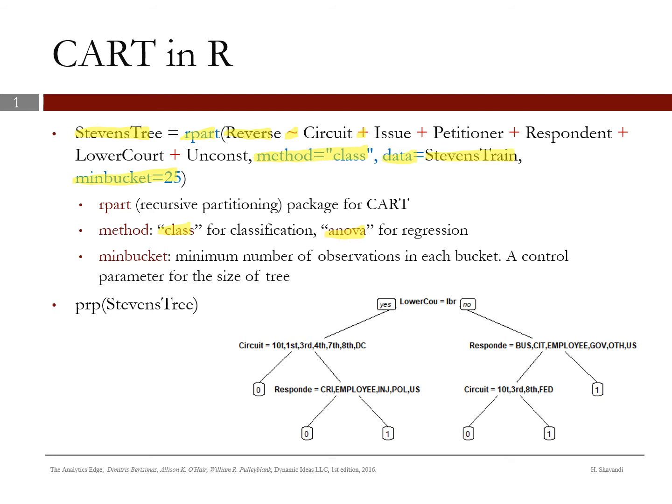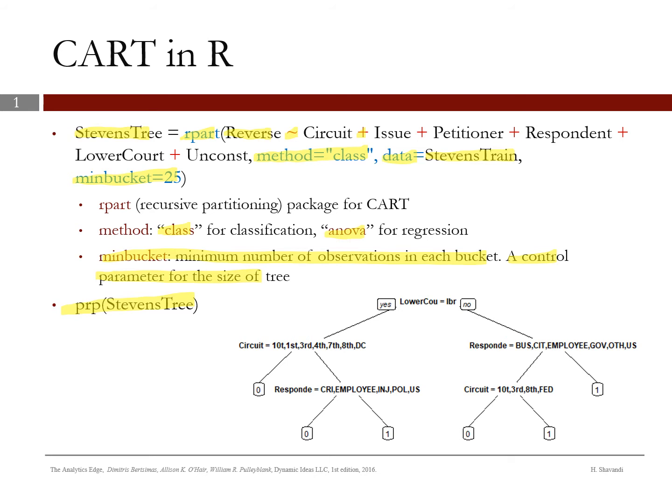The minbucket is the minimum number of observations in each bucket. So it's a control parameter for the size of the tree. Here, for example, we decided to consider at least 25 observations in each bucket. After building the tree, using the command prp and then Stevens tree, we can plot the tree.